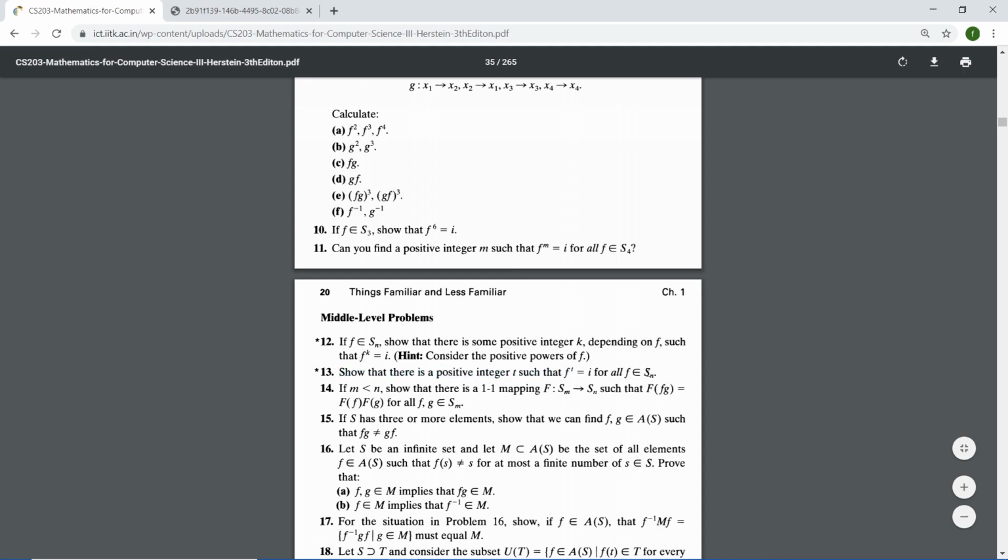Exercise 14 is basically doing this but for Sn, and I'm not getting it. The why, like, why would I get 4 factorial?